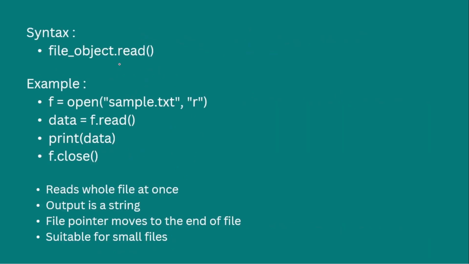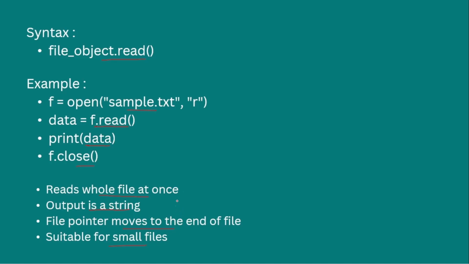Here this is the syntax: file object dot read. We have this example, we have this file sample.txt, we are opening it in read mode, then we are reading the data with f.read. So what f.read will do is read all the contents of the sample.txt file, then we are printing that data and then closing the file. So it reads the whole file at once. Output is a string. File pointer moves to the end of the file and it is suitable for small files.